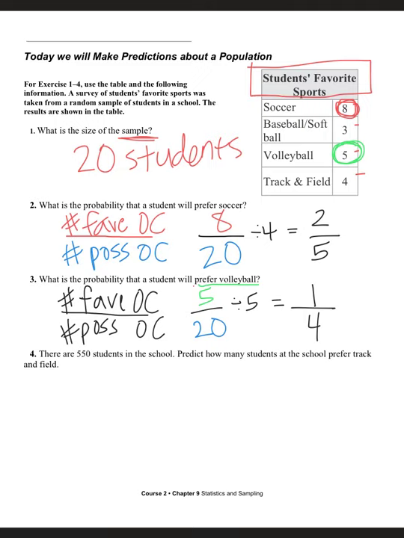Remember, we can also express these as percentages. Most of us should know that 1/4 equals 25%. So there's a 25% chance that a student will prefer volleyball.